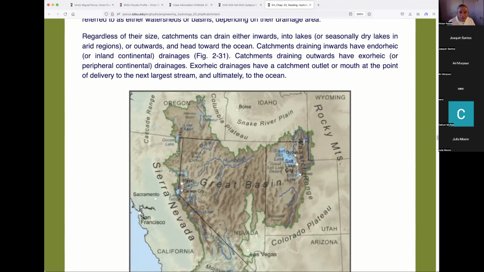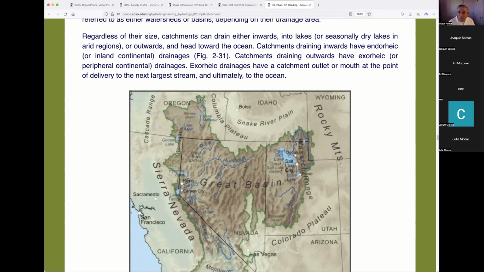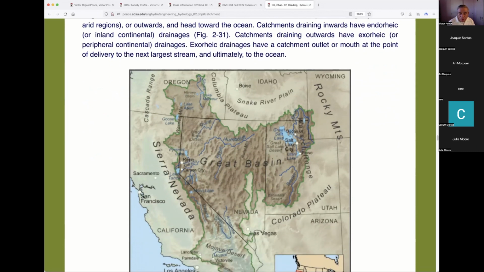Regardless of their size, catchments can drain either inwards into lakes or seasonally dry lakes, or outwards and head toward the ocean. So there's two types of catchments. The inland basins are referred to as endorrheic, and the peripheral basins, which are typically not inland, are referred to as exorrheic, like getting out, like exit. So there should be no confusion.